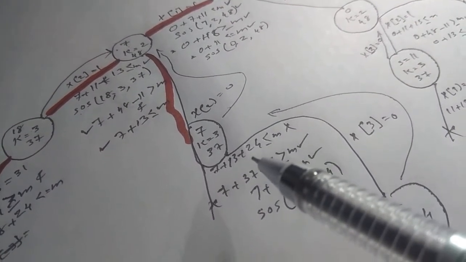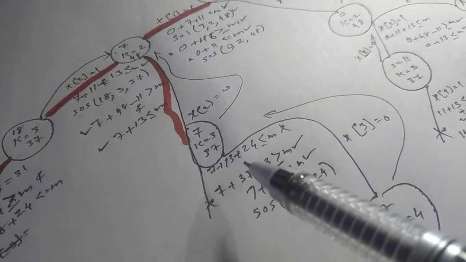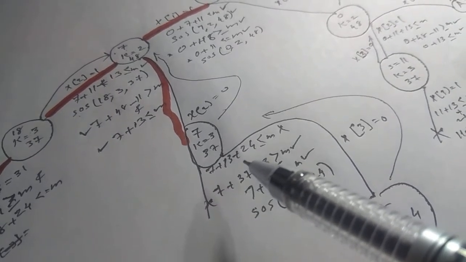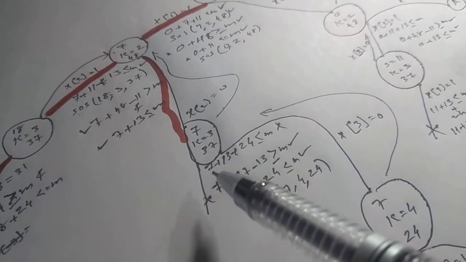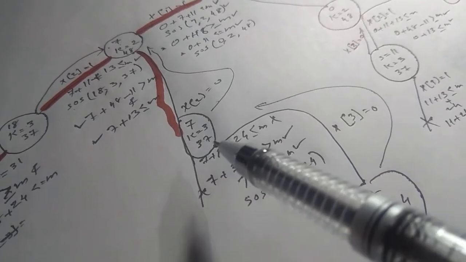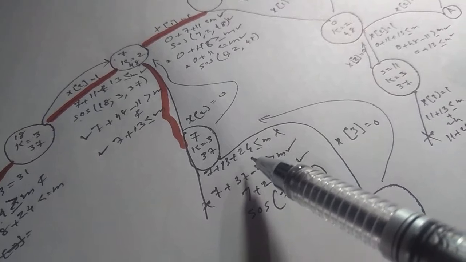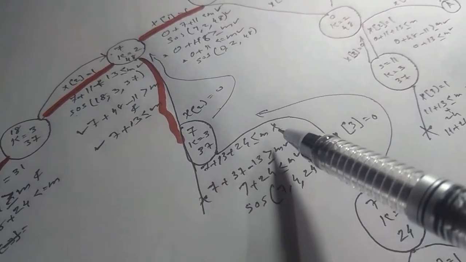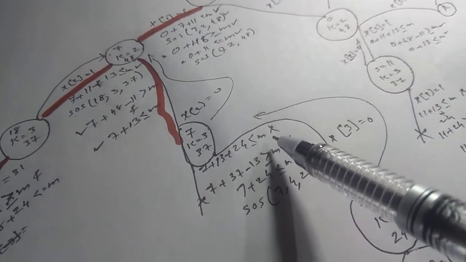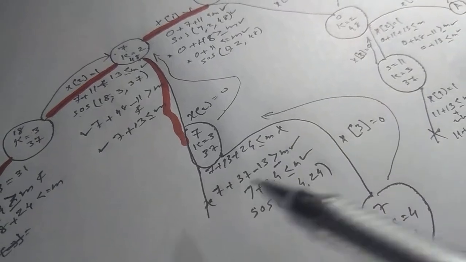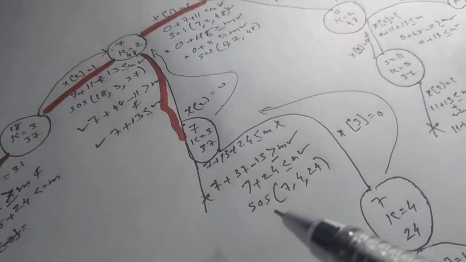In the else part, it has to check sum plus wk plus 1. Sum is 7, k is 3, third element is 13 plus the next element 24. Is it less than m? No. So it is going to generate the right child.